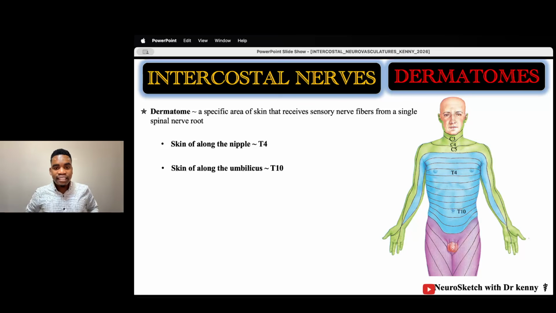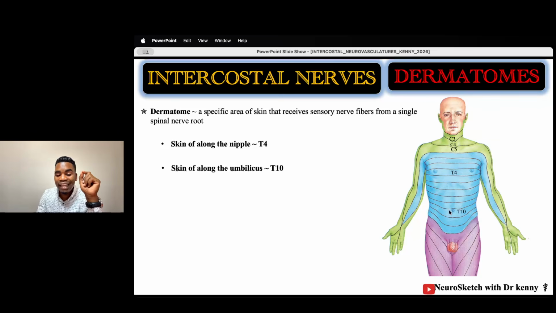Because today we're discussing the intercostal muscles and intercostal nerves, every intercostal nerve will have its dermatome. So this will be the dermatome for intercostal nerve number 1, this number 2, number 3, number 4, number 5, until you have the 12th, the subcostal. But very important to note is the skin around the nipple. The skin around the nipple is receiving sensory fibers from T4, and it's very useful clinically to note.